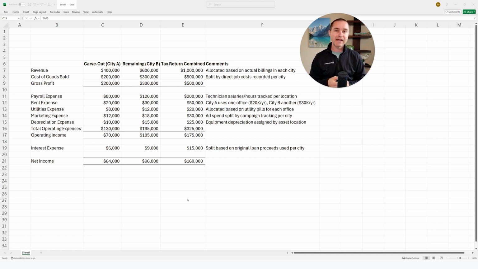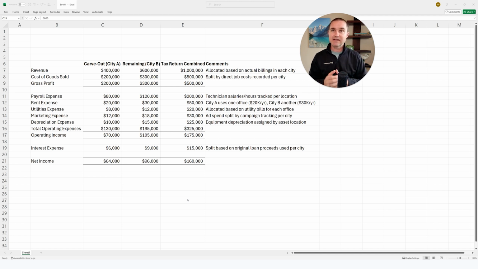Now, the problem with that is there's a whole bunch of judgment that comes into how you allocate expenses between city A and city B. So you need to have some sort of process or explanation of why you put $10,000 in this city and $20,000 in this city for your expenses or your revenue. How did you come up with that? You need to be able to document that.